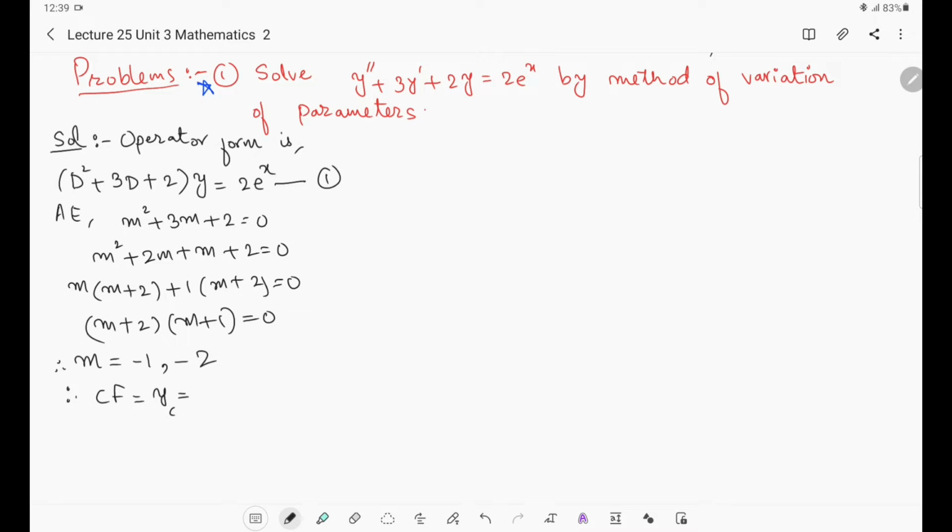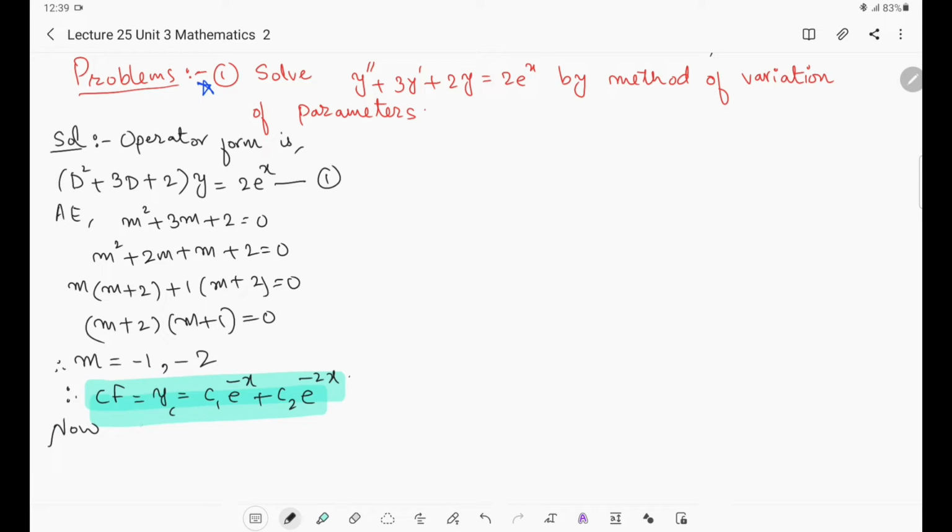Because the roots are real and distinct, the complementary function will be c1 e power minus x plus c2 e power minus 2x, right. This will be the complementary function we are getting for this given equation. Now we have to go for the particular integral according to the method of variation of parameters.